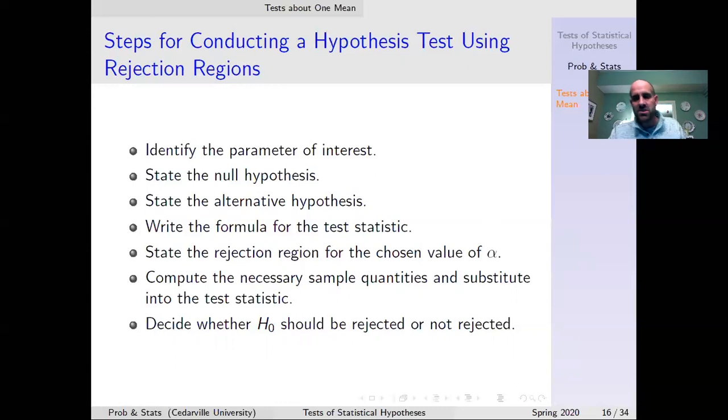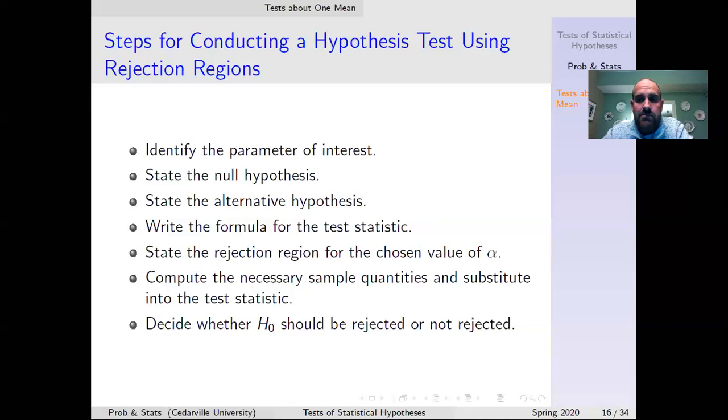You state the null hypothesis. You state the alternative hypothesis. You set that up. And then you write the formula for the test statistic. So you're going to gather a sample. You state the rejection region for the chosen value of alpha. Now remember, alpha is the probability of making the type 1 error. That's what you're going to want to control. And the alpha here is exactly the same as the alpha we were using in the confidence interval material. We use the exact same letter for good reason.